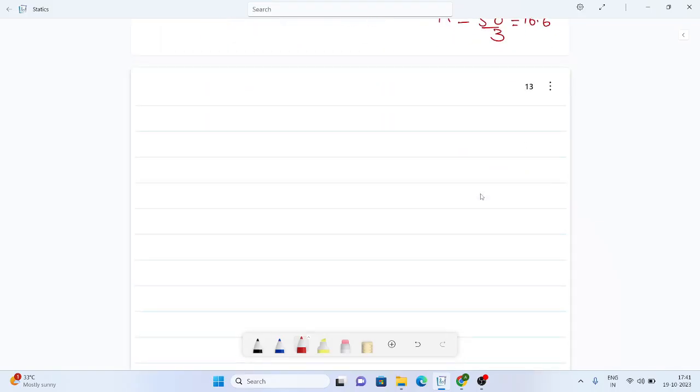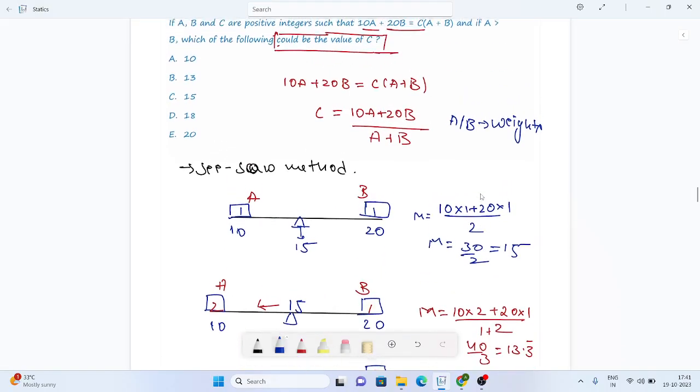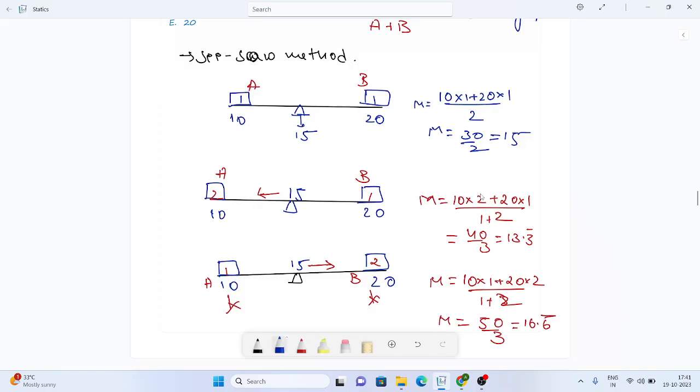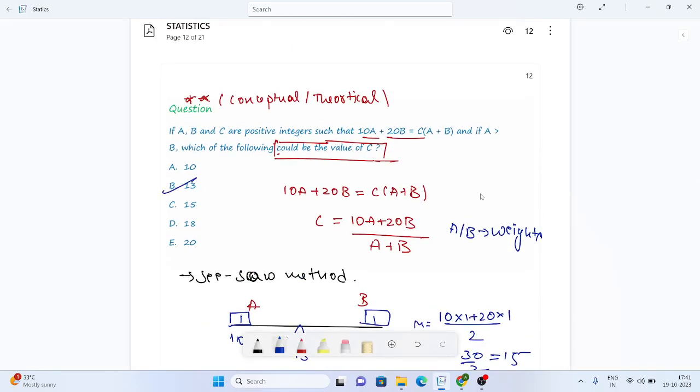So I come on to the question. So this is A, this is 10, 20. In the question he says A is greater than B. Mean weight of A is greater than weight of B. Mean shifts toward the side of 10, which means mean is between 10 to 15, right? So what could be possible? Only one value between 10 and 15 is possible, which is 13.